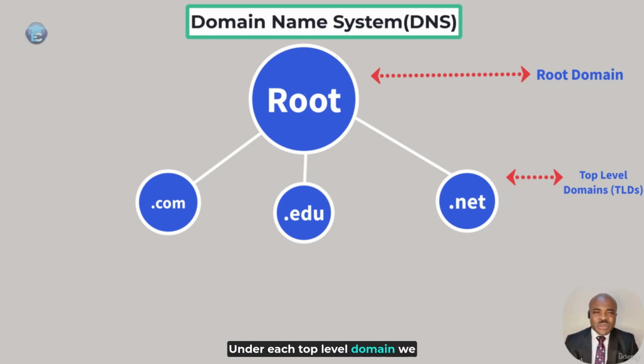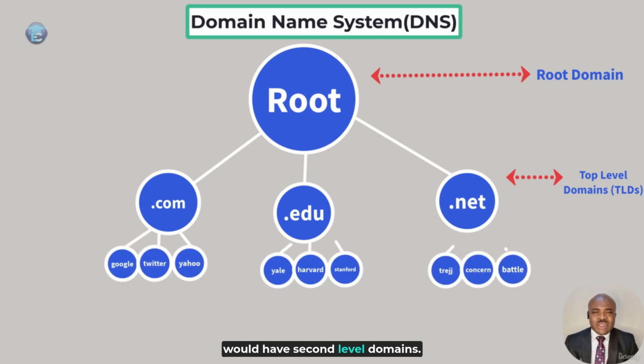Under each top-level domain, we would have second-level domains. Again, this is not an extensive list, but just a few examples. So google.com is a valid domain. Google is the second-level domain. .com is the top-level domain. Now, of course, with many websites, you notice that we also have subdomains within those second-level domains. Subdomains are something we'll talk about in detail a bit later in this course as well.